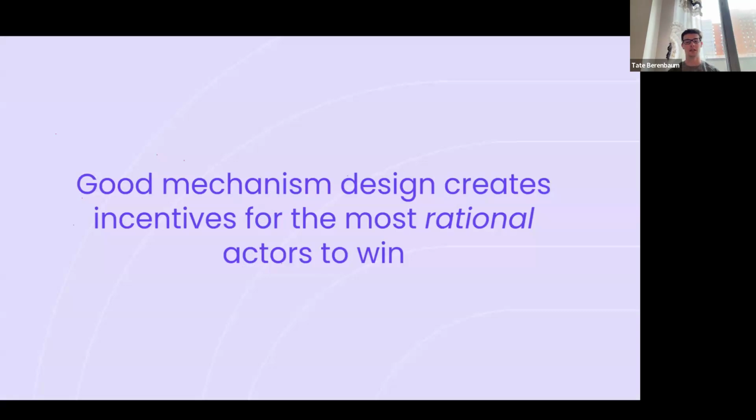Good mechanism design creates incentives for the most rational actors to win. This is sort of the caveat to one of those other problems around humans being irrational most of the time. If you can create an incentive mechanism that rewards rational actors, you've also created an incentive mechanism to encourage irrational actors to become rational, to be able to win the game.